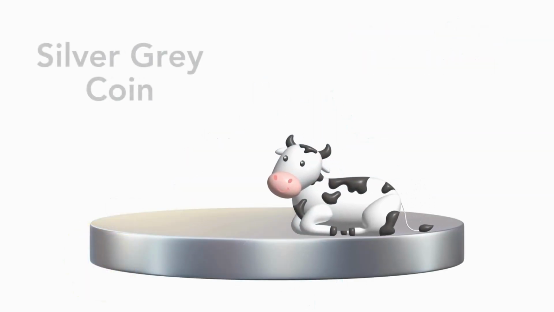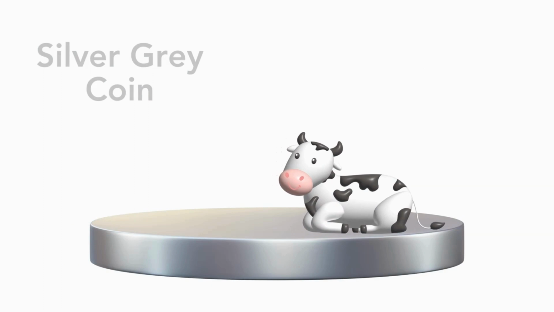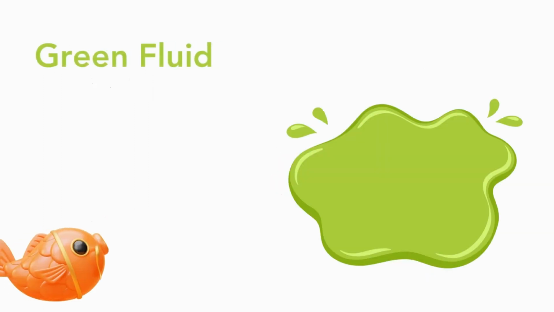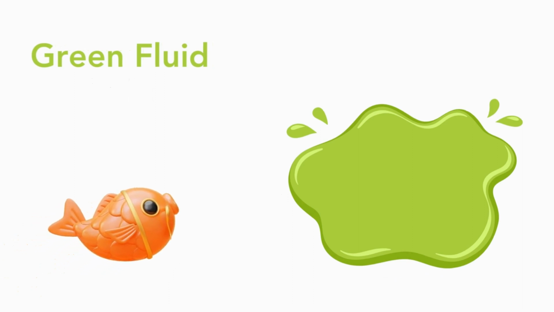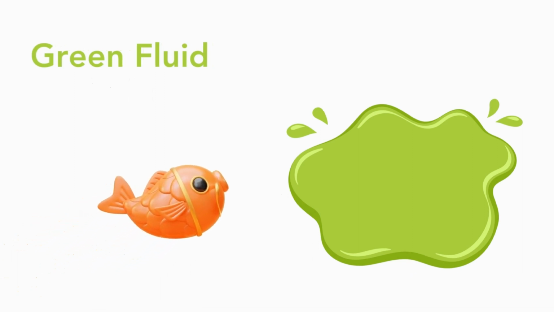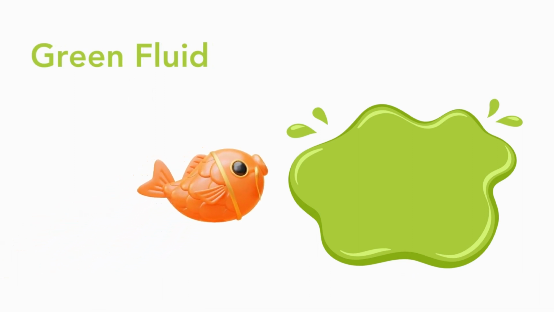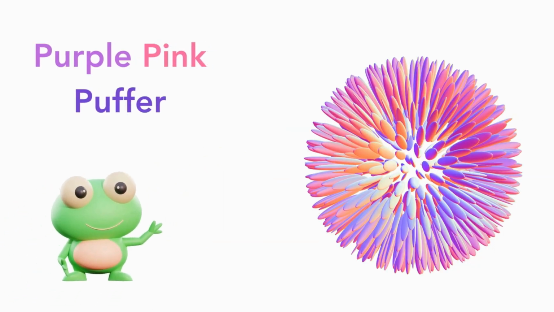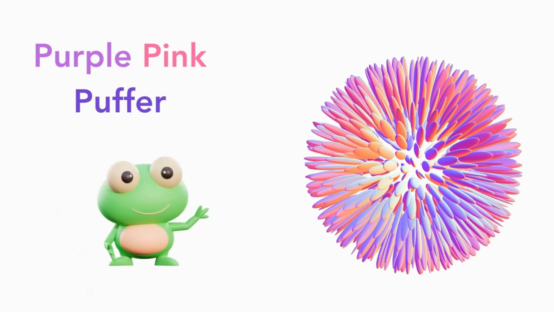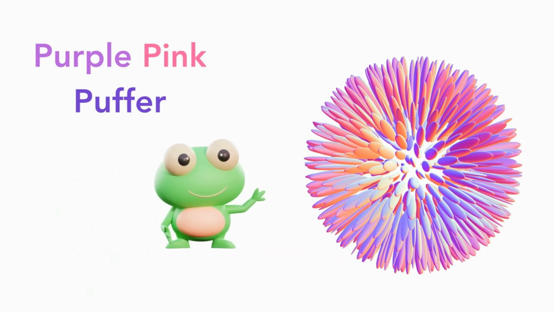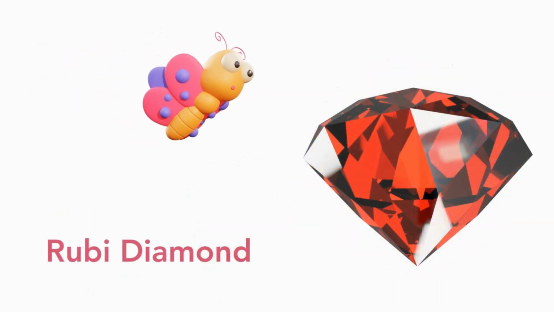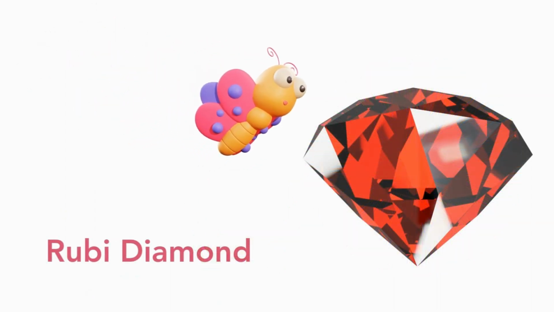Coin, this is a silver-gray coin. Fluid, this one is a green fluid. Puffer, it is a purple-pink puffer. Diamond, that is a ruby diamond.